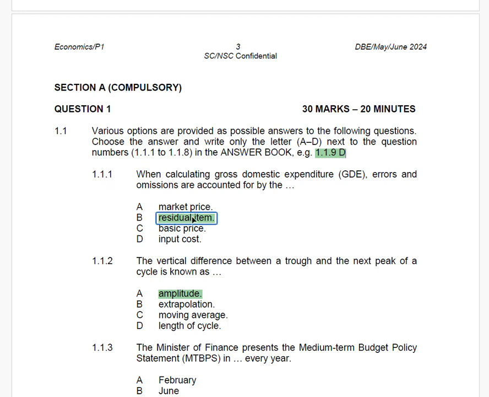Now let's also understand what a residual item is. In economics, a residual item refers to the remainder or leftover portion that is not accounted for by the certain factor in the mathematical or statistical model. That is why the correct answer is B. It's because B is an omission or a leftover that is not accounted for, right? It is for that reason that B is the correct answer.